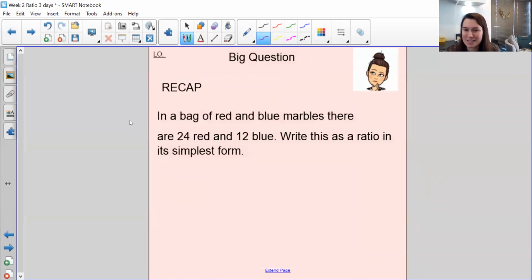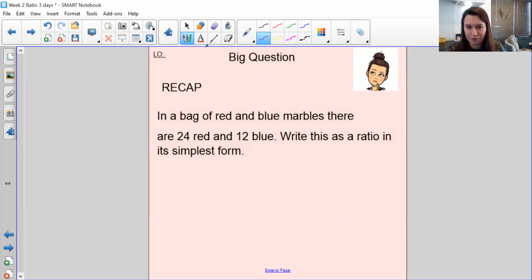Okay, so my big question today is about a recap from last week to see what you remember. So pause the screen on this question, have a go and see if you remember ratio and simplest form. So in a bag of red and blue marbles, there are 24 red and 12 blue. Write this as a ratio in its simplest form. Pause the screen, have a go, see what you remember from last week.